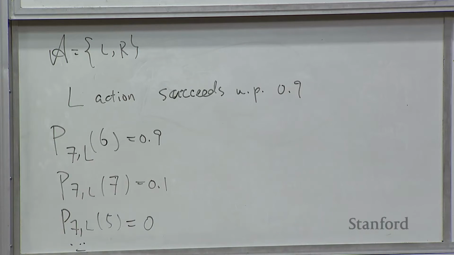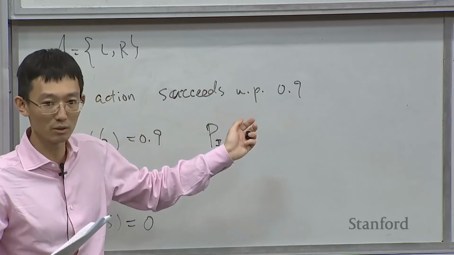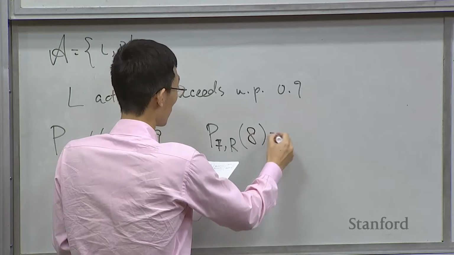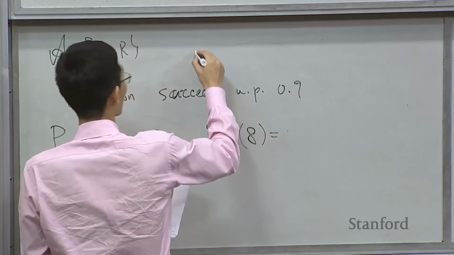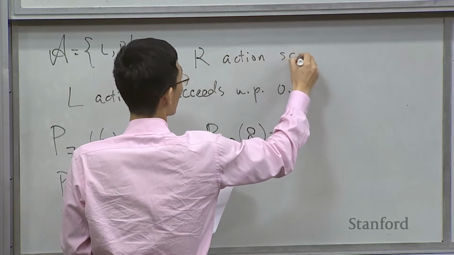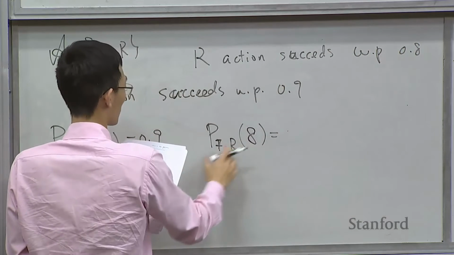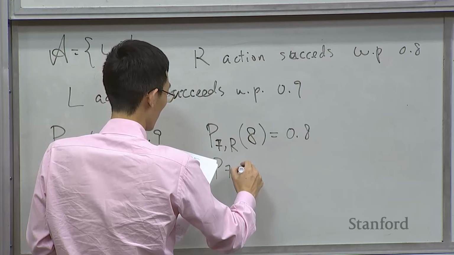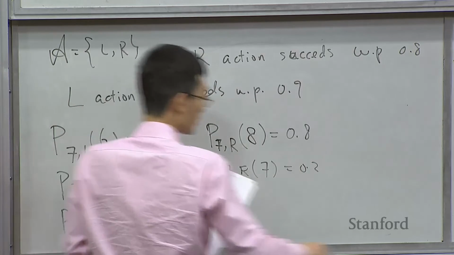And then you can write down the transition dynamics for other state-action pairs. For example, suppose you say P(7, R). Now you're asking: at state 7, if I try to move to the right, where will I arrive? I make my example a little more complicated, just to make it interesting. Let's say the R action succeeds with probability 0.8. Then with probability 0.8 you arrive at state 8, and with probability 0.2 you stay at 7, and with probability 0 you arrive at any other state.